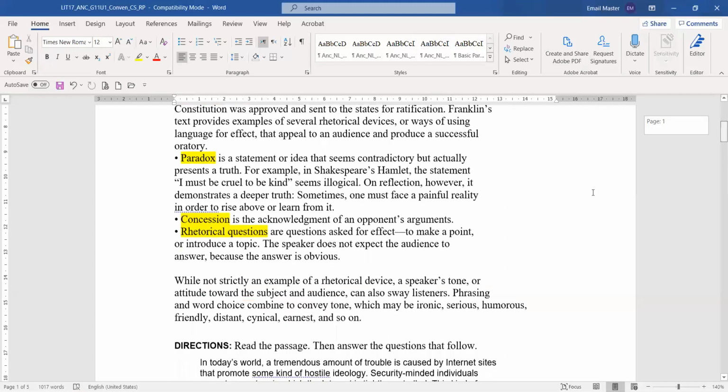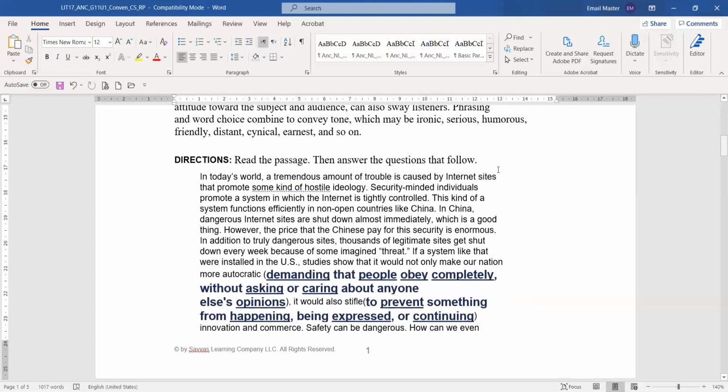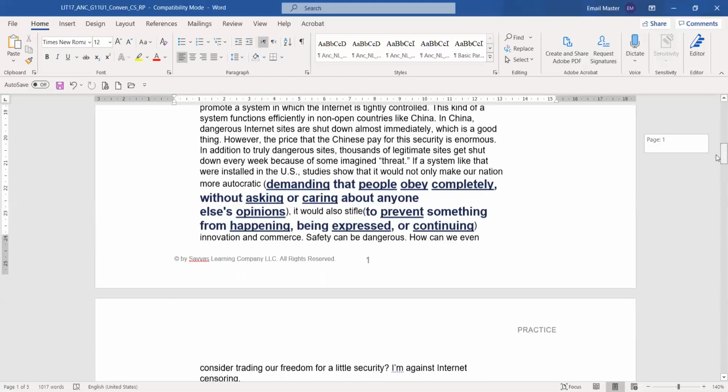So we said the tone can be ironic, serious, humorous, friendly, distant, cynical, earnest, and so on. So look at this text, and it's about internet security, what some countries do about it. So have a look at this, read it, stop the video, and then read from the screen. And then what is the question here?